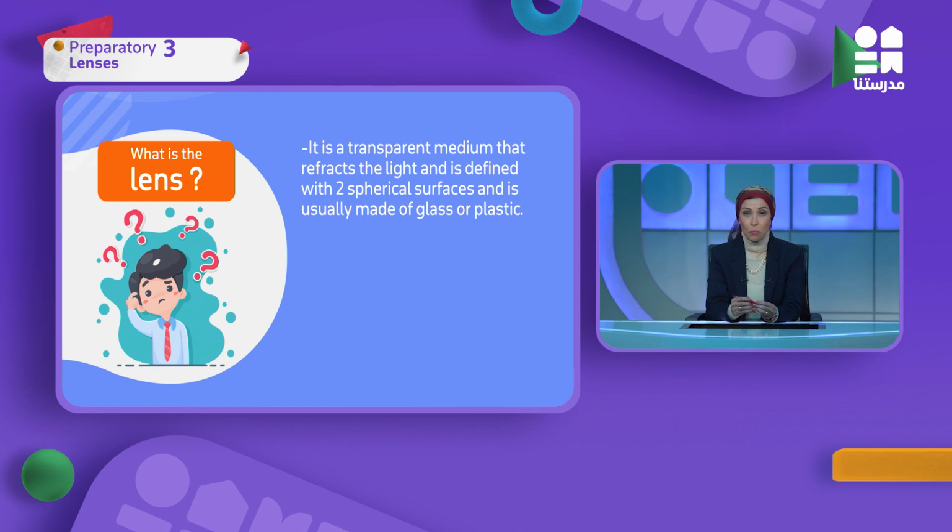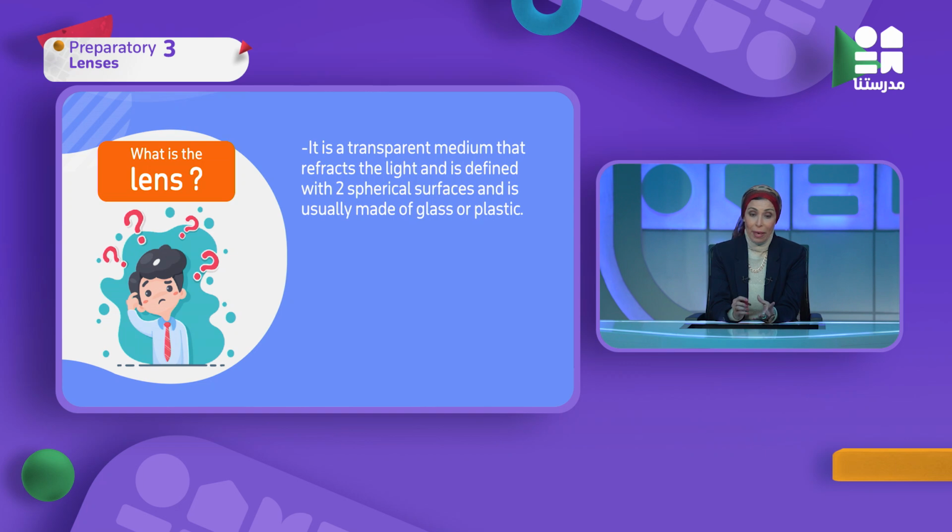يعني ايه defined by two spherical surfaces؟ يعني عندي two spheres. The two spheres are connected together, either intersected or touching each other. بنcut them from the intersected part or from the touching part. بنطلع بأنواع من الlenses as I'm going to show you now how can we define it.